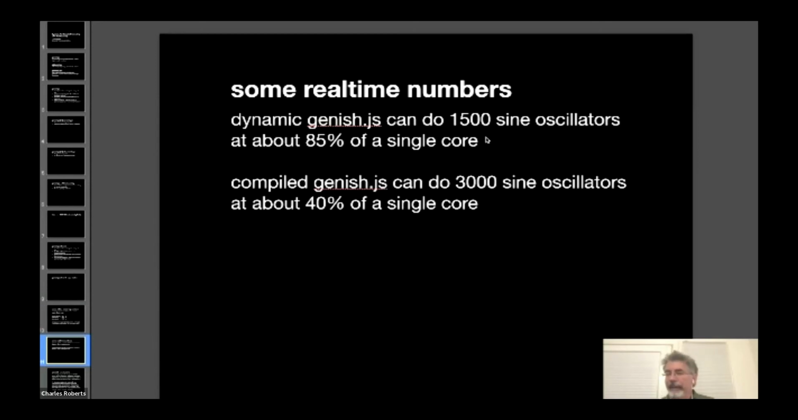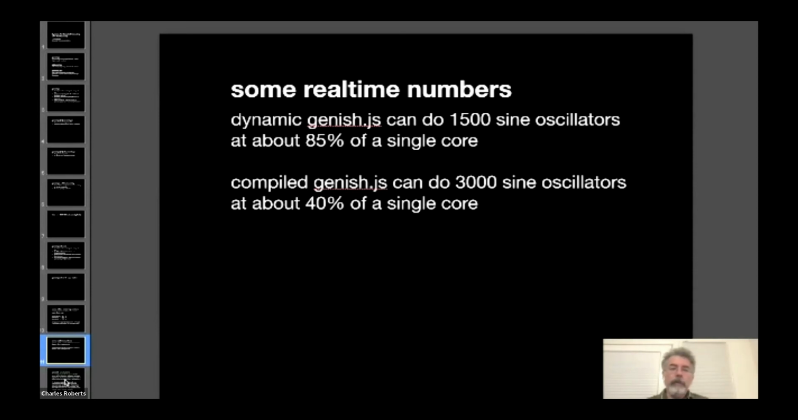When I did this test previously, and this is not the result we just saw, I got about 1,500 sine oscillators at 85% of a single core with the dynamic version. But the compiled version could do 3,000 sine oscillators at about 40% of a single core. So there's clearly a benefit to compiling instruments basically into single WASM functions that can be called in one fell swoop, versus having these dynamic graphs that are all linked together.